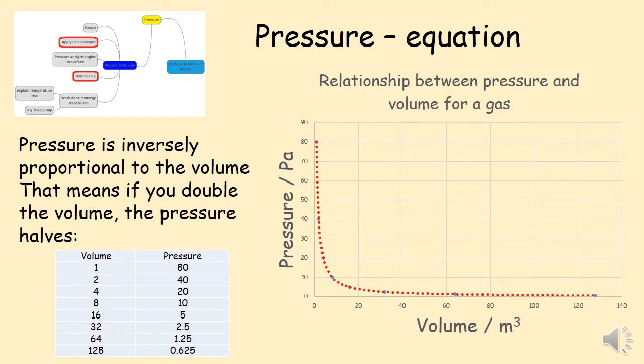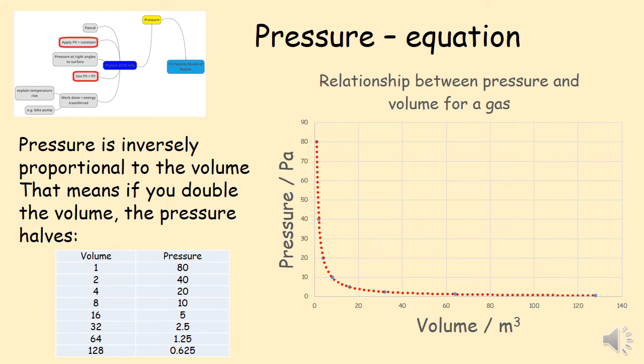So you'll see in the table here that I have taken the volume and doubled it again to 8, doubled it again to 16 and so on. And then I have halved the pressure. So I've started at 80, I've halved it to 40, halved it to 20 and so on. Now this is showing pressure inversely proportional to the volume. If I double the volume, the pressure halves.